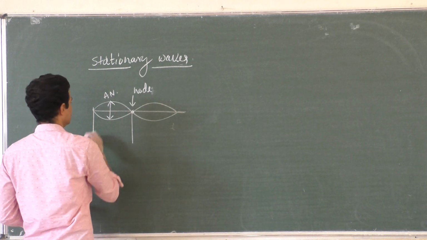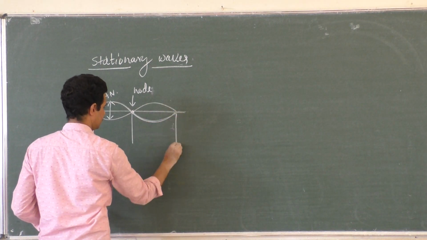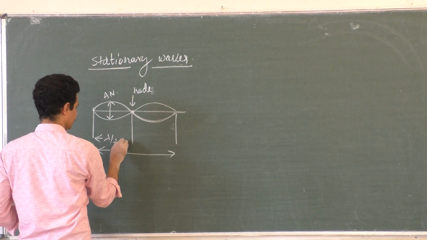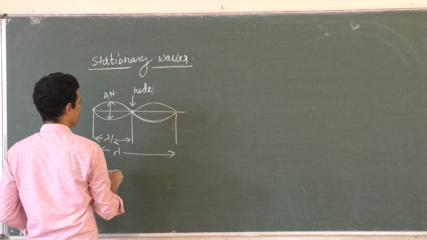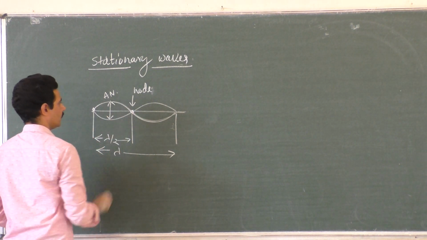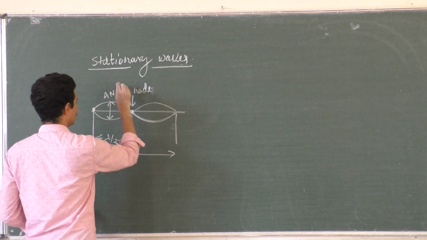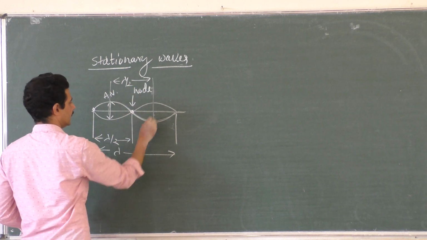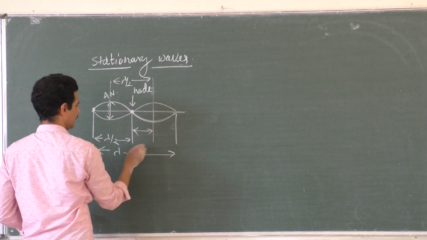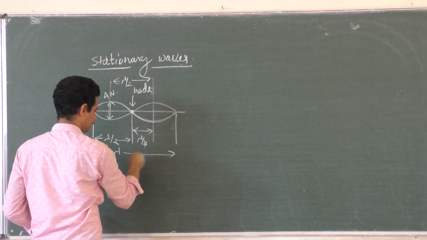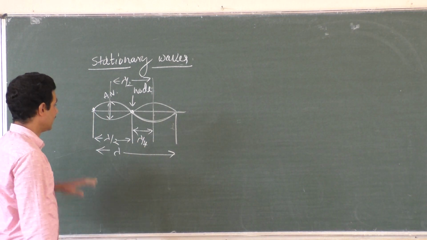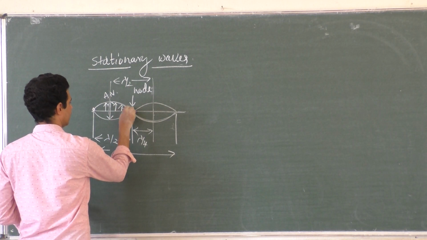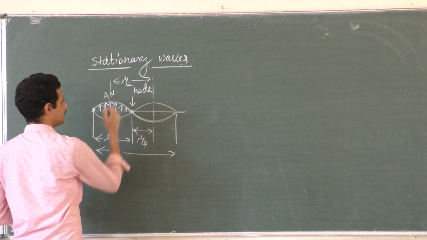And you can find that this is lambda, right? This is lambda, and this is lambda by 2. The distance between two successive nodes, or two successive antinodes, is lambda by 2, half of the wavelength. And the distance between a node and the very next antinode is lambda by 4, and this is called a loop. In a single loop, all the particles are vibrating in phase. What do you mean by that? You see, the amplitude of this is 0.